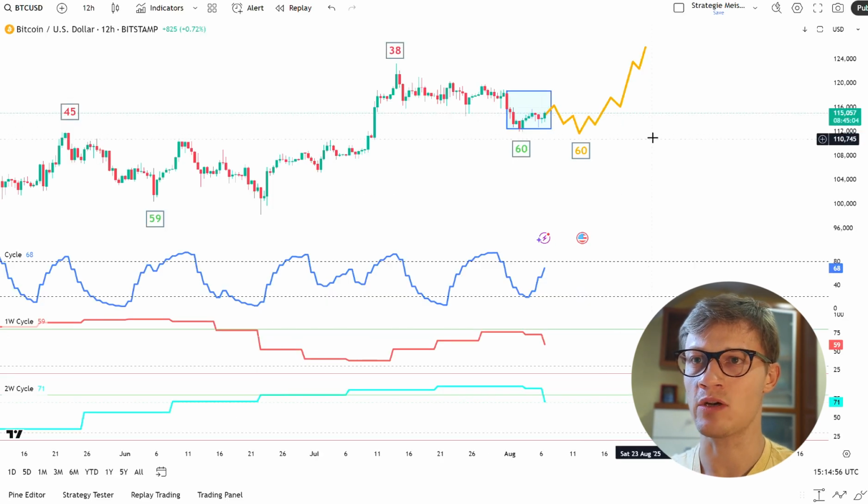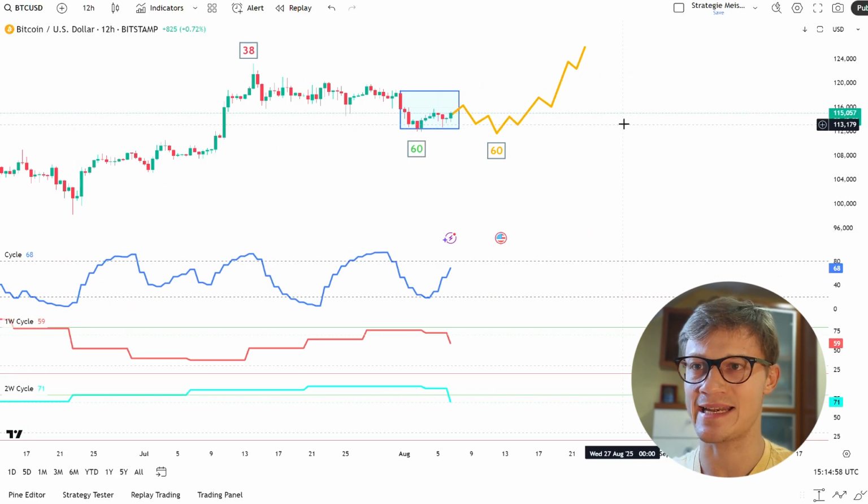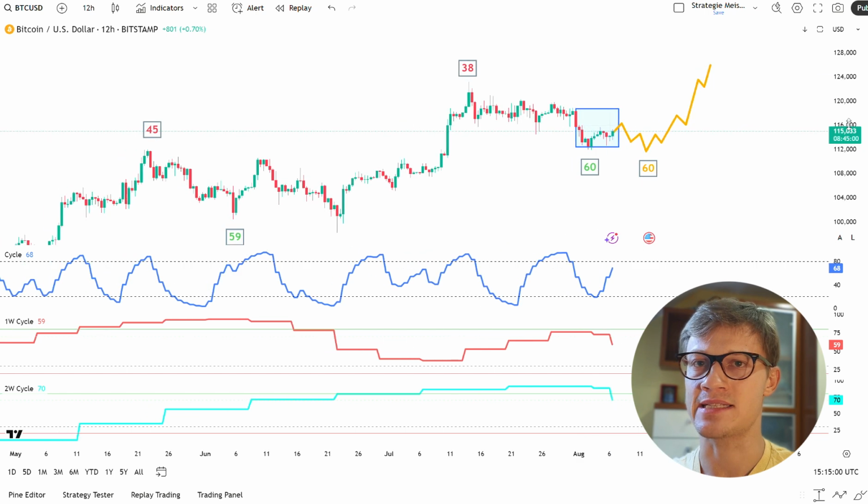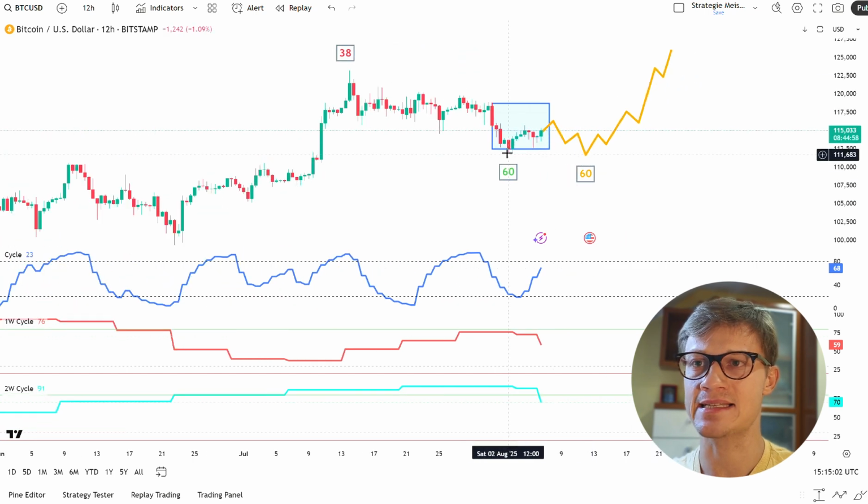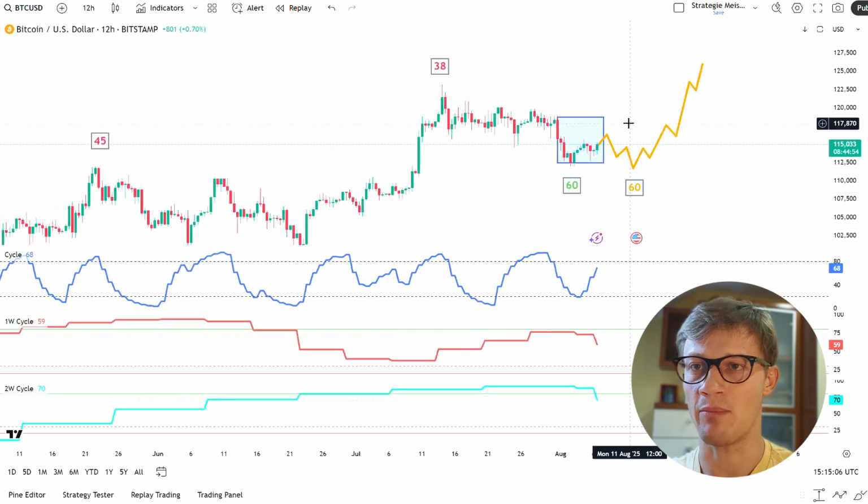Coming back to the chart, I want to present you three possible Bitcoin scenarios. The very first scenario is that we just did a 60-day cycle bottom right here on the 2nd of August, and we are going to go up from here.